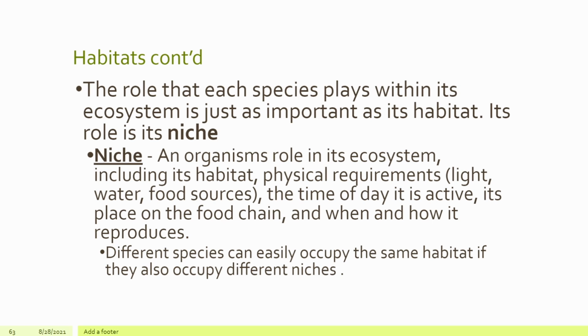So the role that each species plays within its ecosystem is just as important as its habitat. Its role in its habitat is called its niche. A niche is an organism's role in its ecosystem. It includes its habitat, its physical requirements. How much light does it need? Does it need water? Of course it does, but how much? What are its food sources? Is it an autotroph? A heterotroph? And we're also looking at the time of day it's active, its place on the food chain, and when and how it reproduces. So different species can easily occupy the same habitat as long as they have different niches or different roles.